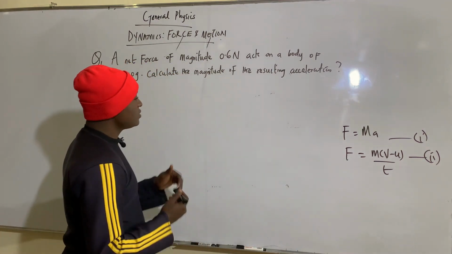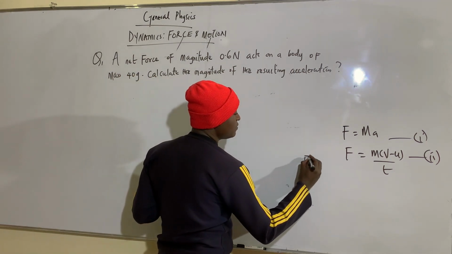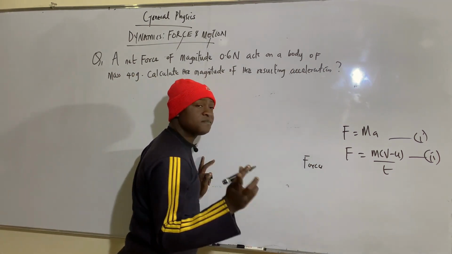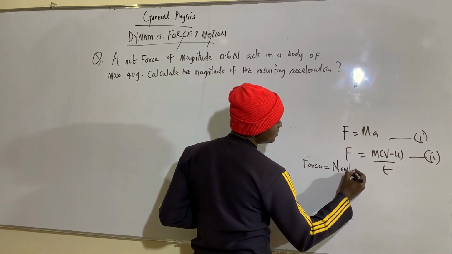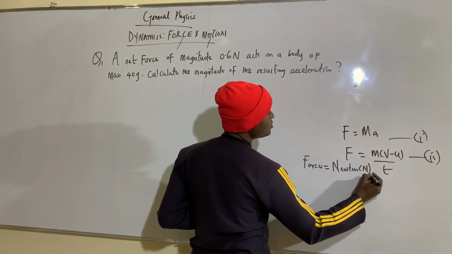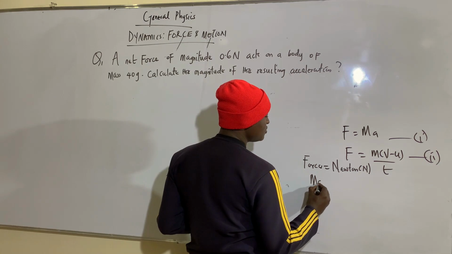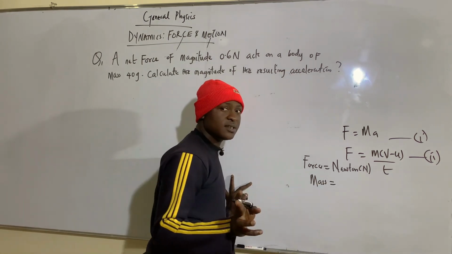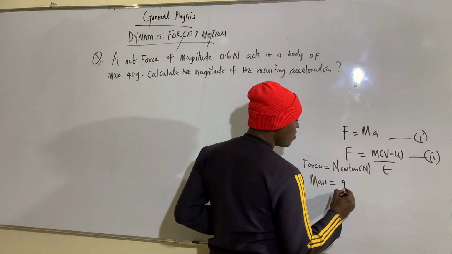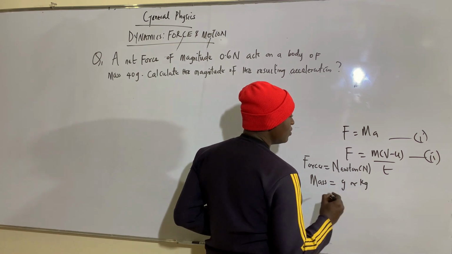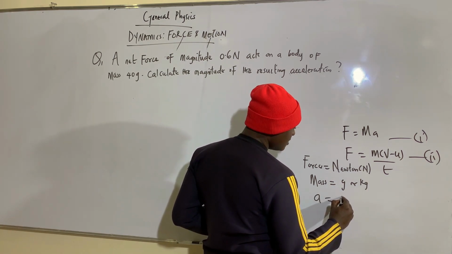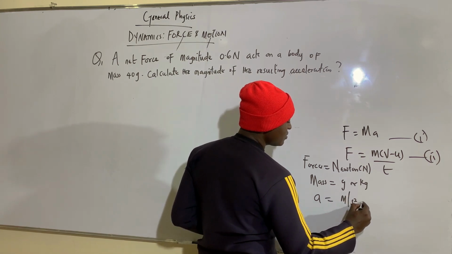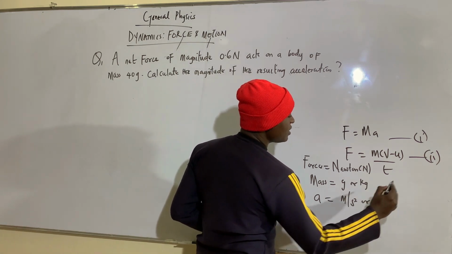So now, let me just break it down here. We know force is measured in what? Yeah, Newton. Force is measured in Newton. It is denoted by capital N. What of mass? Mass is measured in what? Yeah, gram or kilogram. What about a? It is acceleration. It's measured in what? Good. Meter per second square. So those are the things that we need to know.